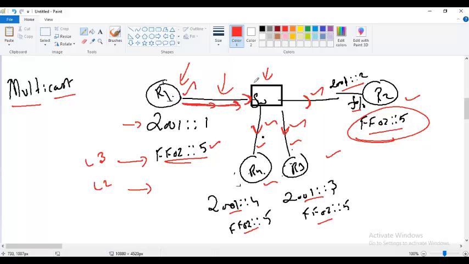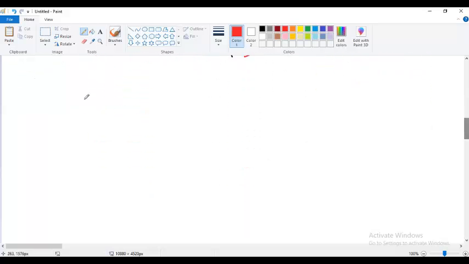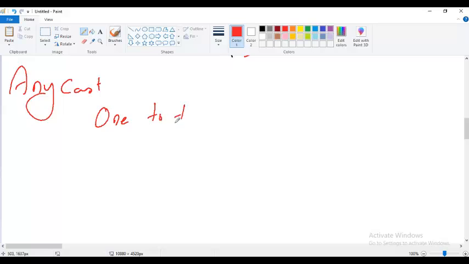It is good. Multicast is good. Next, what is anycast? One to the closest. The nearest one. See, let's take an example.